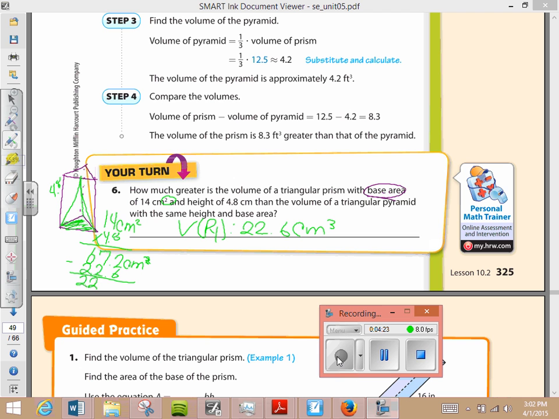21? It cannot be. 22.4. So what do you get here for the answer then? When you subtract this by 22.4, what do you get? 44.8. So that means that the prism is 44.8 cubic centimeters greater than the pyramid, right?